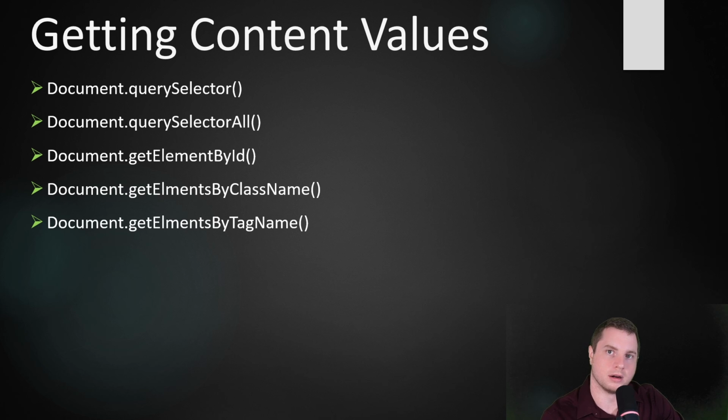All right, getting content values. Here are the typical ways. You have your query selectors. This is an ES6 type of methodology. This mimics what jQuery used to do. It is helpful at times if you want to select something by a couple of tags and then the ID. If you're trying to just get something by an ID or a class name, the ES5 version of this is a little bit more readable from my perspective.